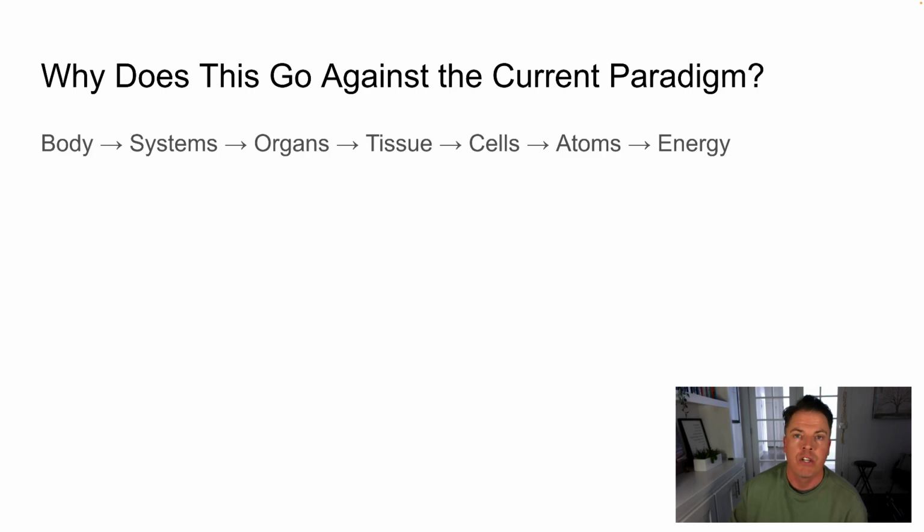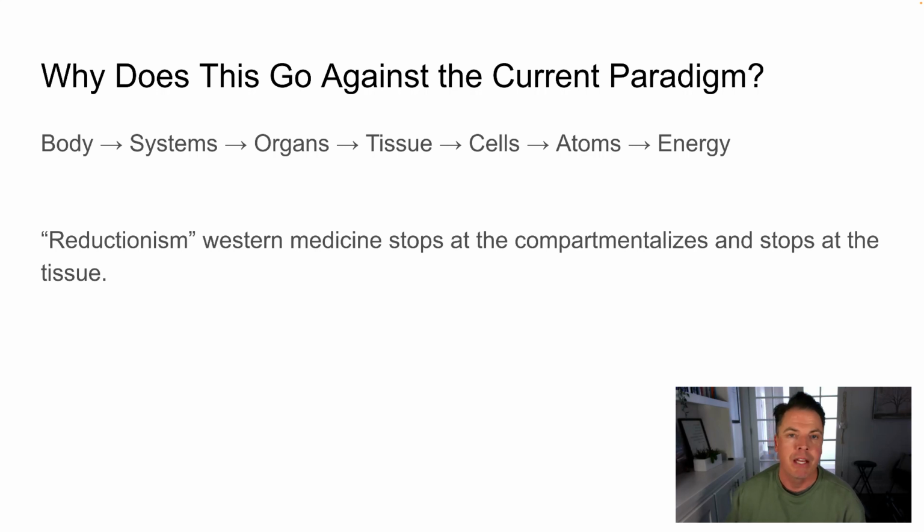So why does this go against the current paradigm? First off, let's look at this. Our entire body is actually made up of systems, such as respiratory system, circulatory system, musculoskeletal system, etc. Those systems are made up of organs. The organs are made up of tissue, and tissue is made up of individual cells. And if we break the cells down, I could put organelles in there, and those organelles will be made up of atoms, which are eventually made up of energy. So our entire body is made up of nothing but energy.